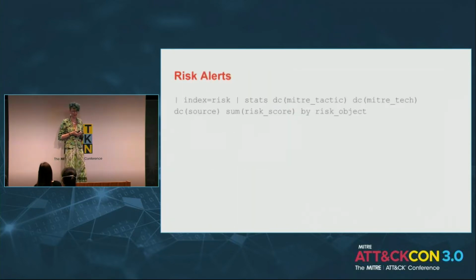And then we build our alert. So that's the basis of the alerting. You don't have as many of these. You have a ton of risk generating rules, but then you'd really just have a handful of these types of gathering alerts. So we're just looking at our risk index and then popping out distinct number of tactics, distinct number of techniques, distinct sources, and sum the risk score by our risk objects. And that generates all three of those alerts we used in the example.